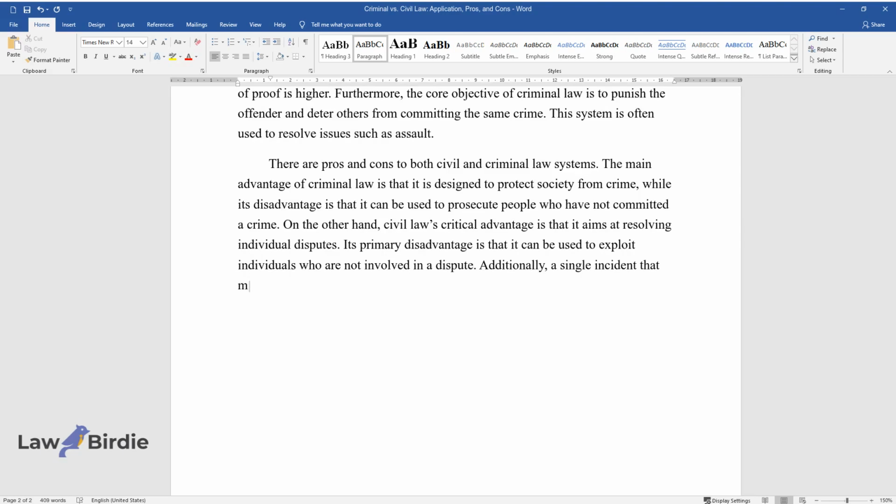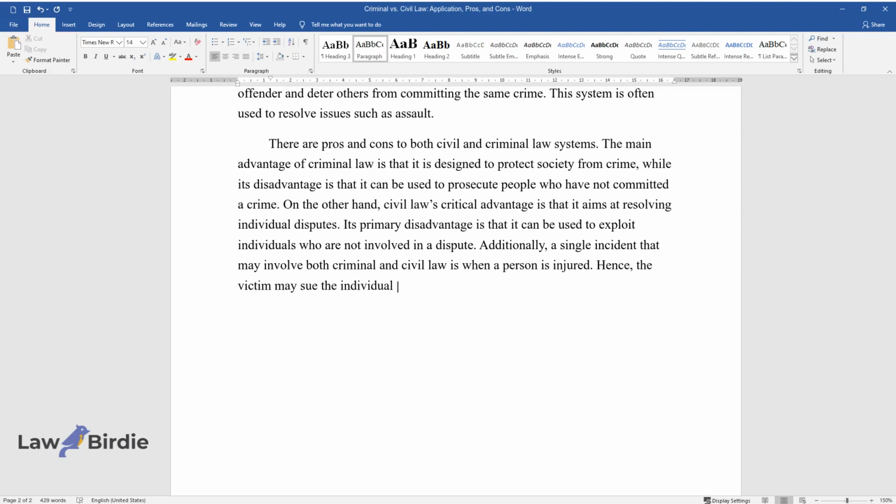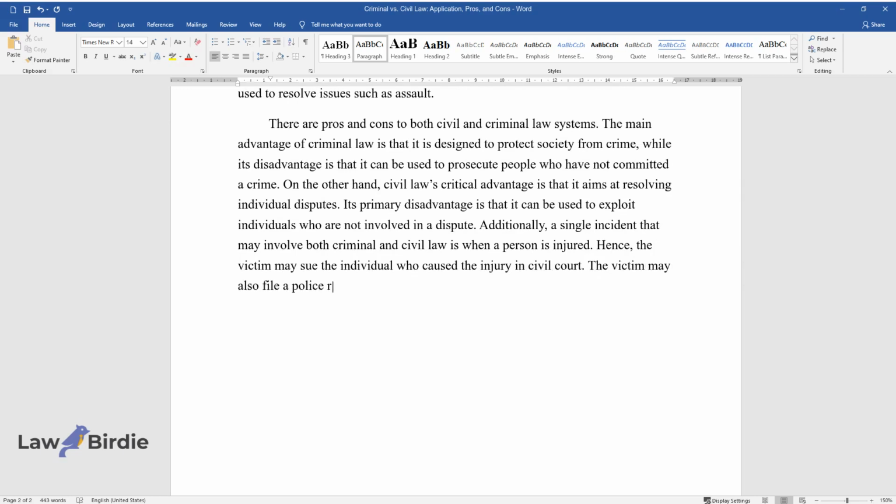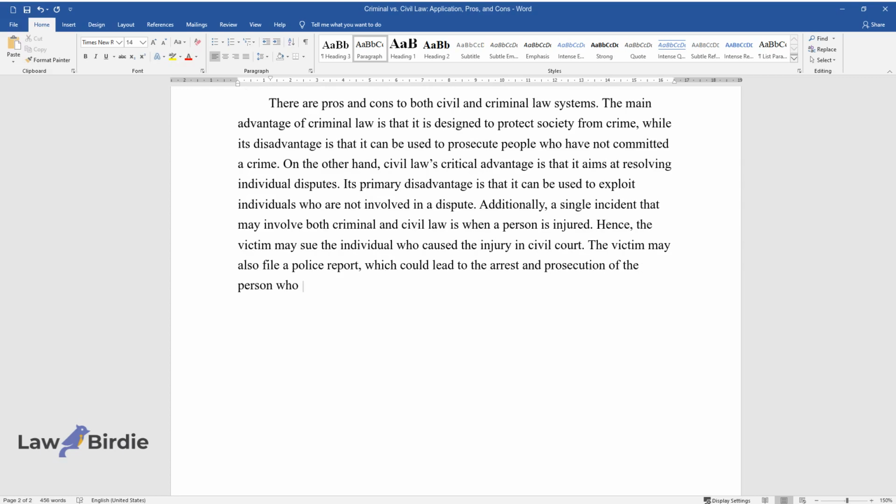Additionally, a single incident that may involve both criminal and civil law is when a person is injured. Hence, the victim may sue the individual who caused the injury in civil court. The victim may also file a police report, which could lead to the arrest and prosecution of the person who caused the injury in criminal court.